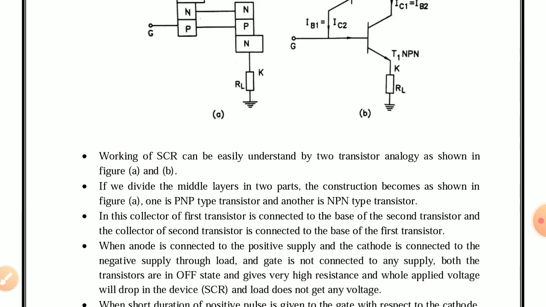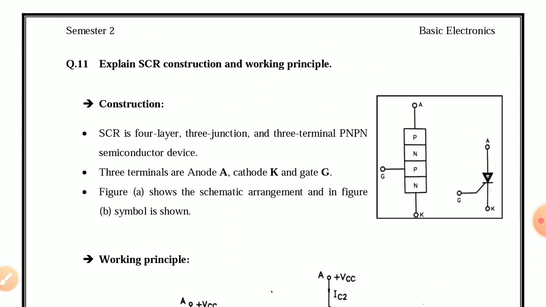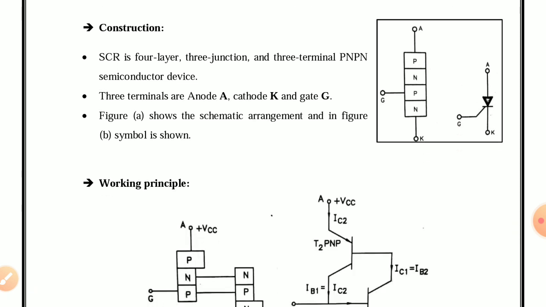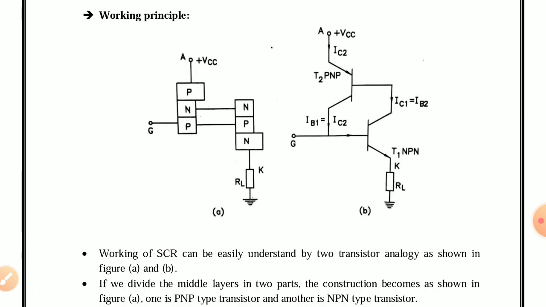So a very important question is the SCR construction and working principle. Maybe it is asked as: explain the two transistor analogy, for 3 to 4 marks or maybe 5 marks.